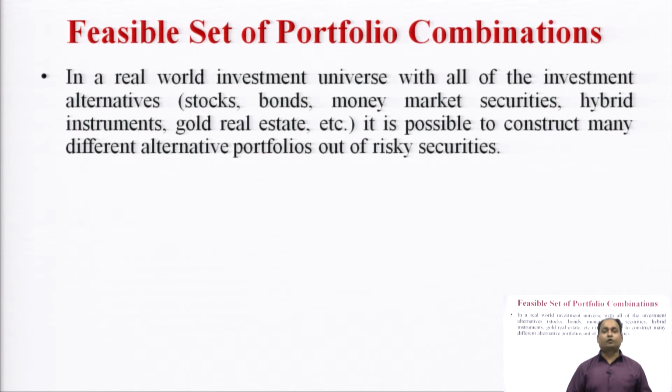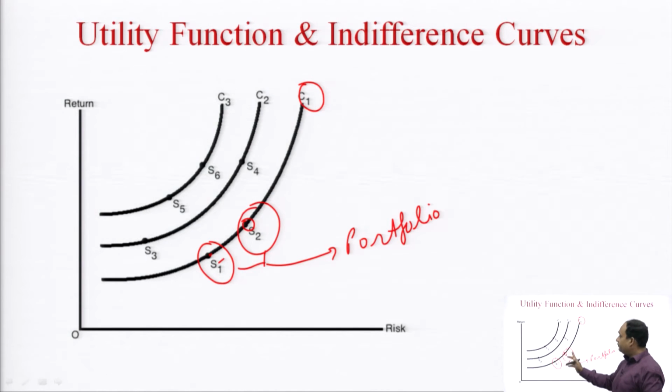Under the feasible set of portfolio combinations, in a real world investment universe with all of the investment alternatives like stocks, bonds, money market instruments, securities, hybrid instruments, gold investment, real estate, etc., it is possible to construct many different alternative portfolios out of risky securities. And these feasible sets of portfolio combinations are made with the help of the utility function, which we have discussed in our graph. Here the utility of the investor is the same whether to invest in portfolio S3 or S4 under the indifference curve C2. The utility of the investor is the same whether to invest in S5 or S6 under indifference curve C3.